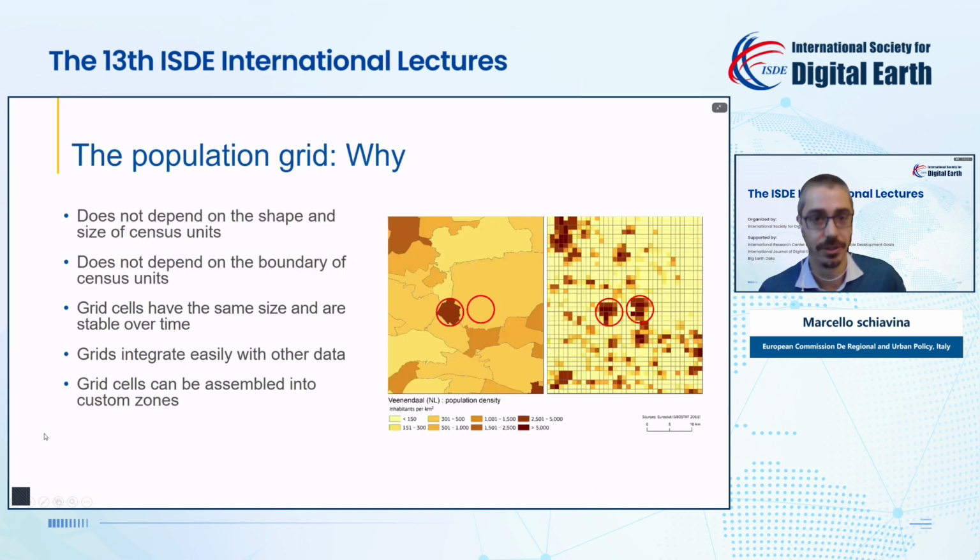But why is a population grid very useful? Well, because the representation does not depend on the shape and the size of the unit, preventing the well-known modifiable areal unit problem. As in the figure shown, on the left, the representation of the density using, for example, municipality units hides the presence of a dense settlement, well delineated using the grid on the right. Moreover, regular grids are stable over time, allowing the analysis of changes and dynamics. And they also integrate more easily with other data by assembling cells into any custom zone.